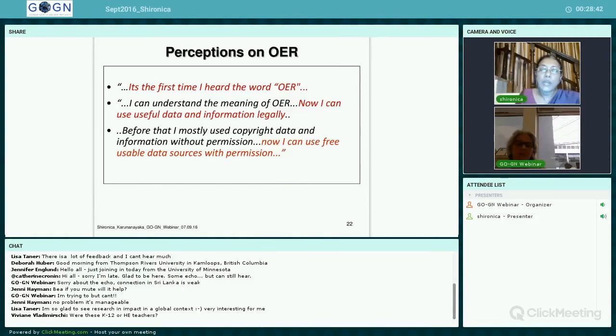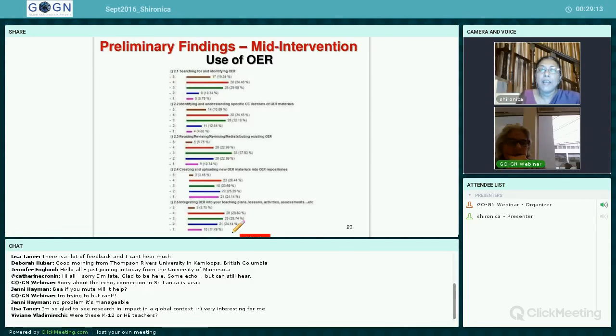Then when the OER was introduced for the first time, they were very interested in that concept. They said, now I can use information legally. I can use free data with permission. They said they had been using these materials all this time without thinking about copyrights, but now they are thinking about using the materials in a more legal manner.